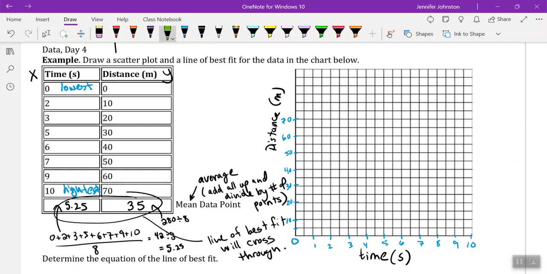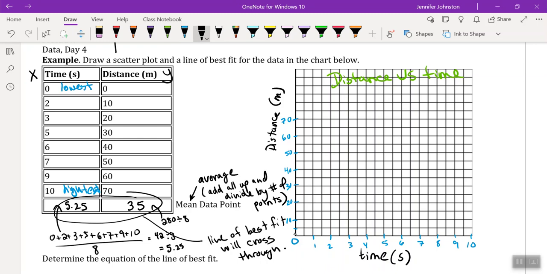Again, please push pause if I'm going too fast. This is a video, I'm only allowed a certain amount of time in these videos, so make sure you're pausing it and everyone's writing everything down. We're going to plot the points after we do a title. So distance versus time. Let's plot the points.